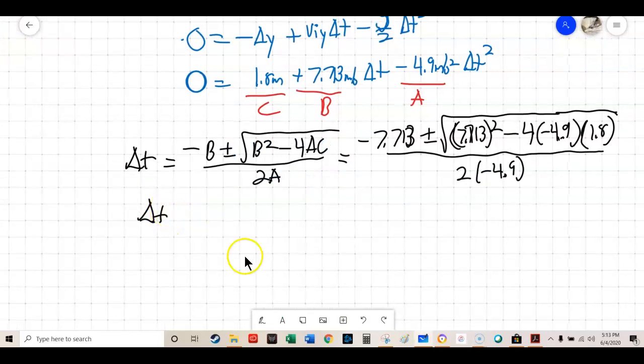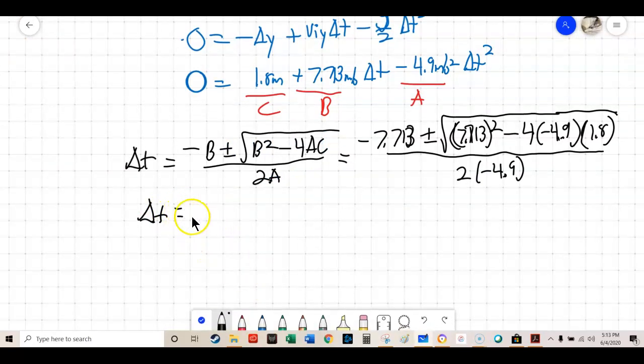So I'm getting two numbers. I'm getting positive 1.78 or a negative 2.06, and those are seconds, right? Well, time cannot go backwards, so this has to be the answer. Okay, 1.78, which makes sense, right?